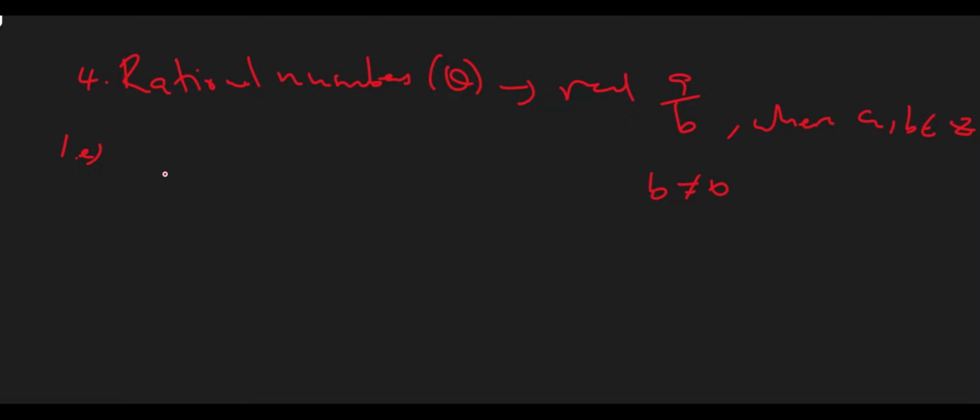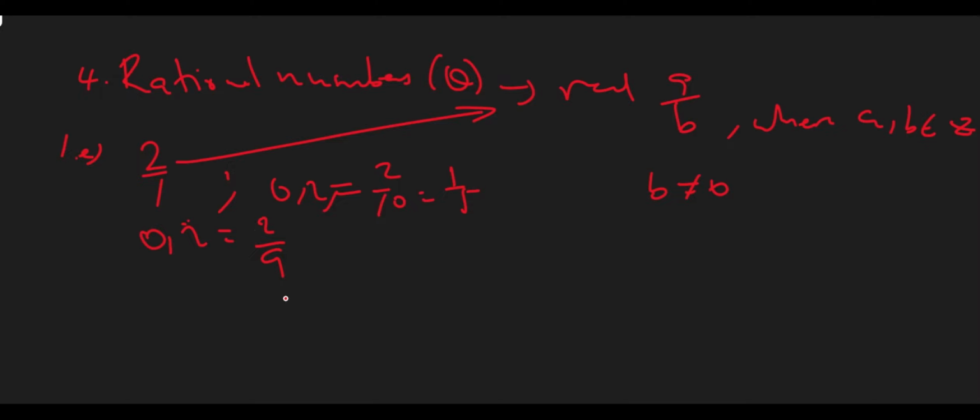For an example, we have 2 over 1. This is written in the form of a over b, so 2 over 1 is a rational number. Another example, 0.2. 0.2 can be written as 2 over 10, which is a fraction that can be simplified to 1 over 5. We have again 0.2 recurring, which can be written as 2 over 9. It is also a fraction.